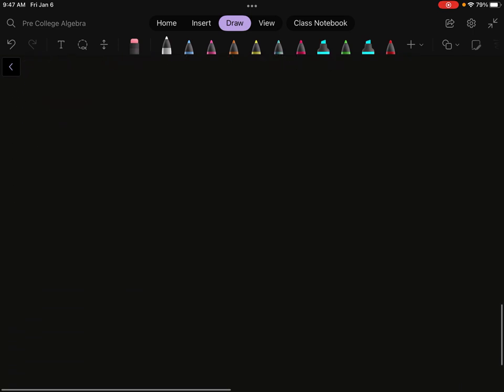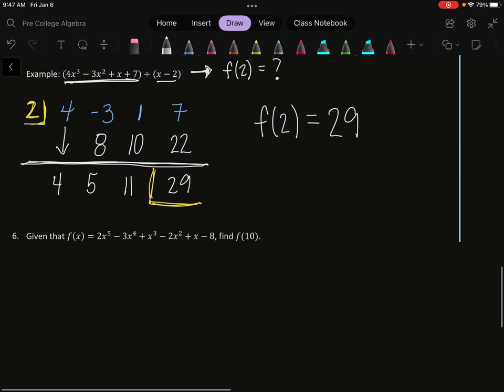All right, so here, this is our final one. Given that f of x is equal to 2, blah, blah, blah, find f of 10. Okay, so f of 10 means that's going to be what goes inside of here.